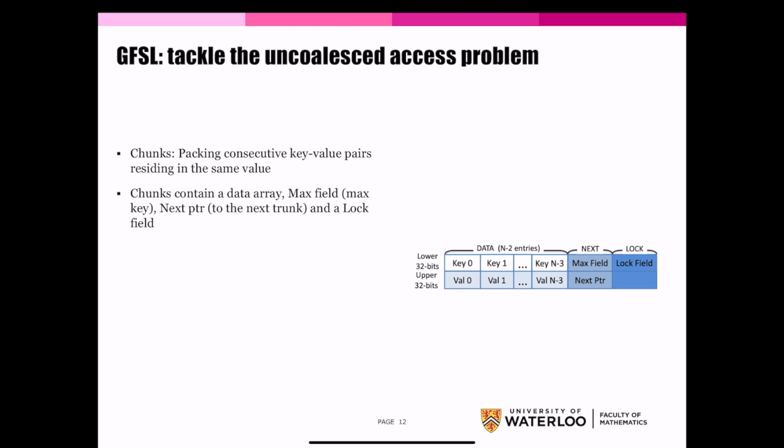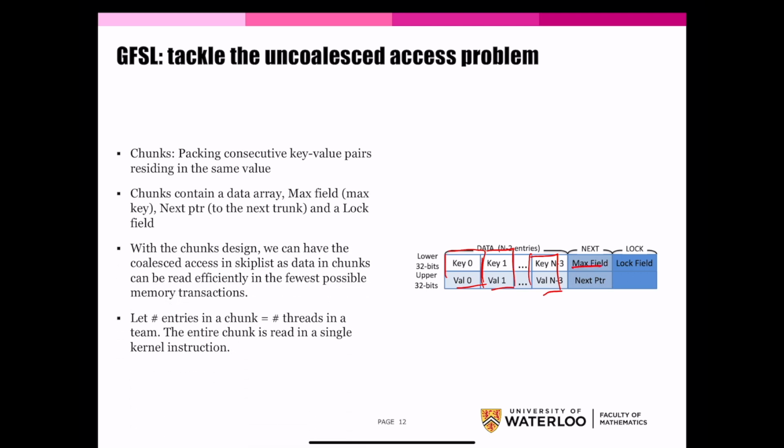Now let's look at how GFSL tackled the uncoalesced access problem. It is done by chunks. Chunks are defined by packing consecutive key value pairs residing in the same line. Chunks contain a data array, max field, next pointer, and a lock field. With the chunk design, we can have coalesced accesses in the skip list, as data in chunks can be read efficiently with the fewest possible memory transactions.